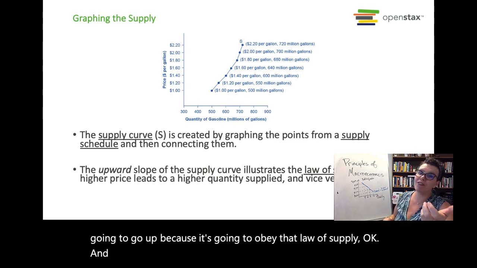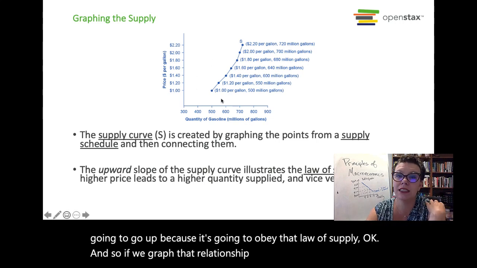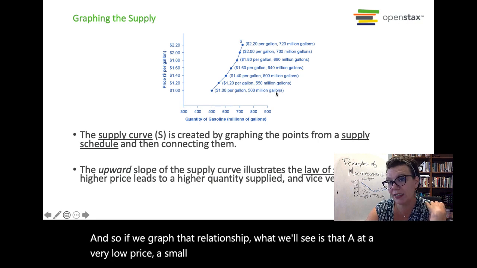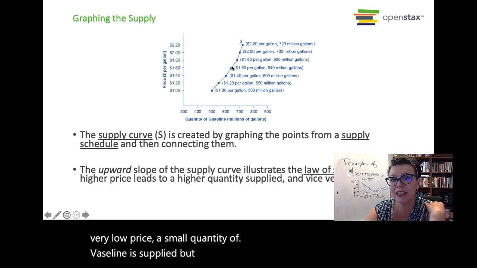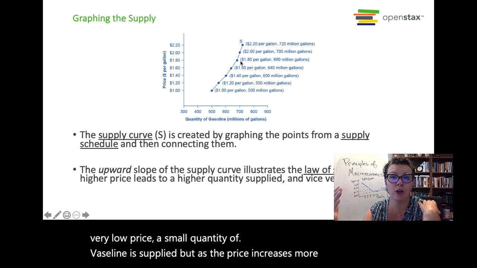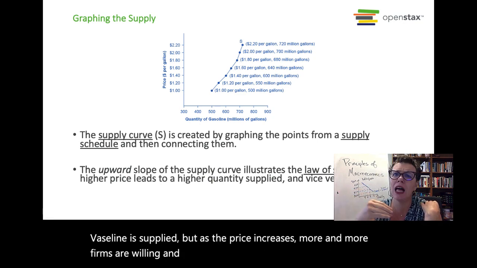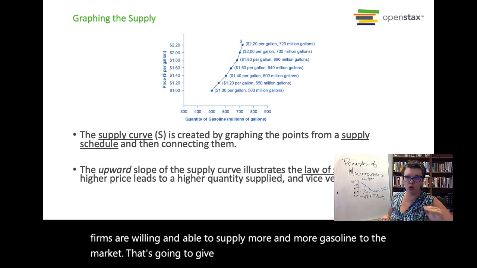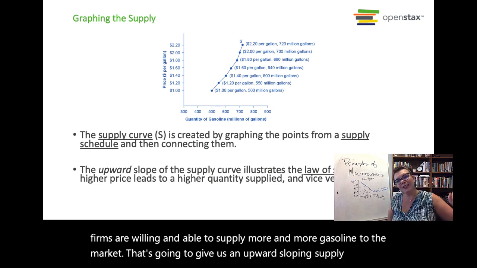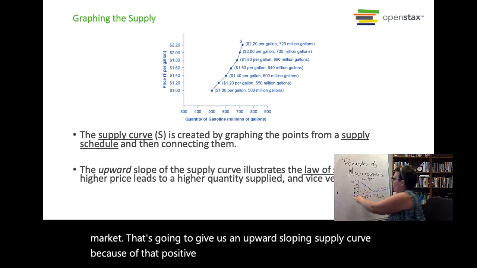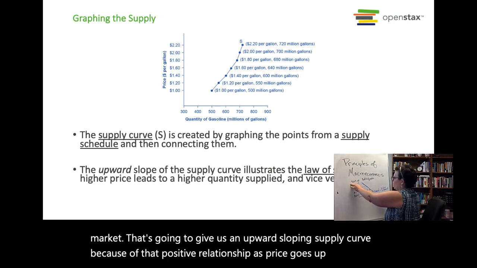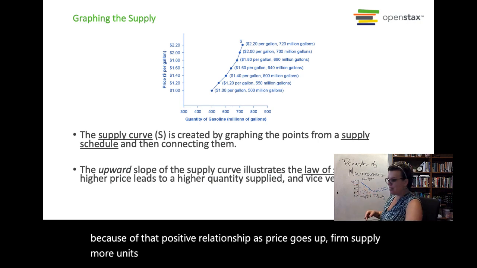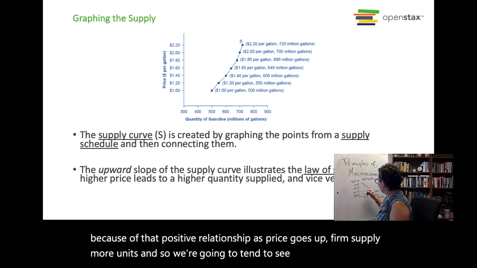And so if we graph that relationship, what we'll see is that at a very low price, a small quantity of gasoline is supplied. But as the price increases, more and more firms are willing and able to supply more and more gasoline to the market. That's going to give us an upward sloping supply curve because of that positive relationship. As price goes up, firms supply more units.